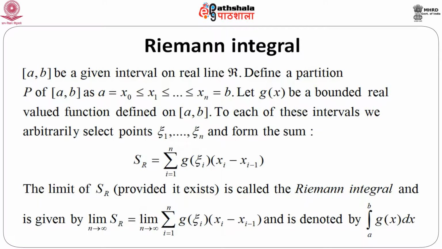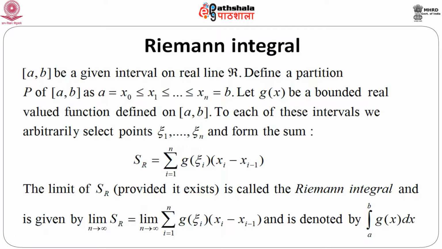Now, in each of these intervals we arbitrarily select points xi 1, xi 2, up to xi n, and form the sum denoted by S R, R standing for Riemann, equals the sum over i equals 1 to n of g of xi i into x i minus x i minus 1. That means we are considering the value of g at these arbitrary points xi i and multiplying it with the ith sub interval, and taking the sum of this entire quantity.